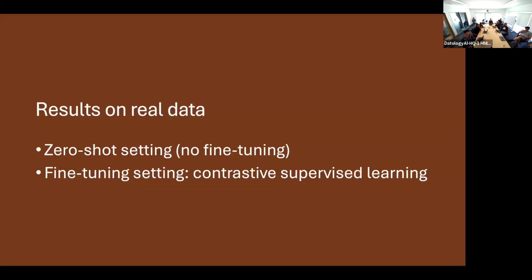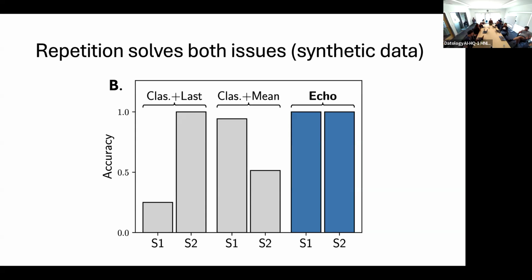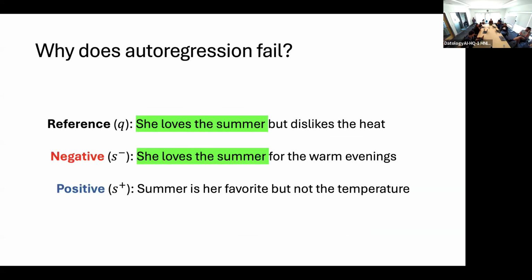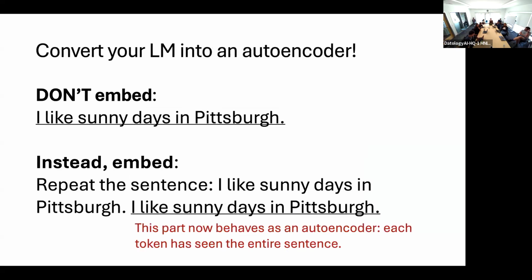And so just a couple of results on real data. One is the zero-shot setting. The echo embedding is a mean pool of the second part. Echo embeddings in particular, you'll literally repeat the sentence, "I like sunny days in Pittsburgh, I like sunny days in Pittsburgh," and the underlying model will take a mean pool of that, from the second to last layer. This is the zero-shot thing you can do. If you want to then fine-tune, you can ablate and decide which is better. I've seen it better in different cases.